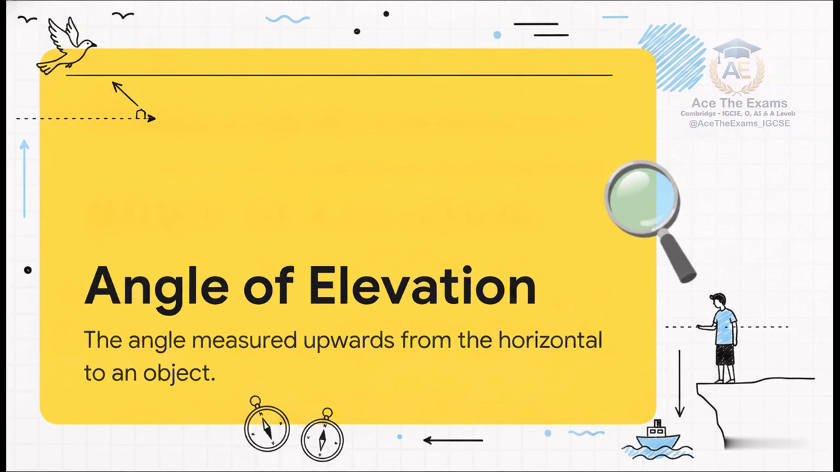Conversely, the angle of depression, the angle measured downwards from the horizontal to an object. Imagine standing on a cliff, looking straight out at the horizon, and then tilting your head down to look at a boat at sea. Both of these are always measured from a horizontal line. Forgetting to draw that imaginary horizontal line is the number one reason students fail these questions.